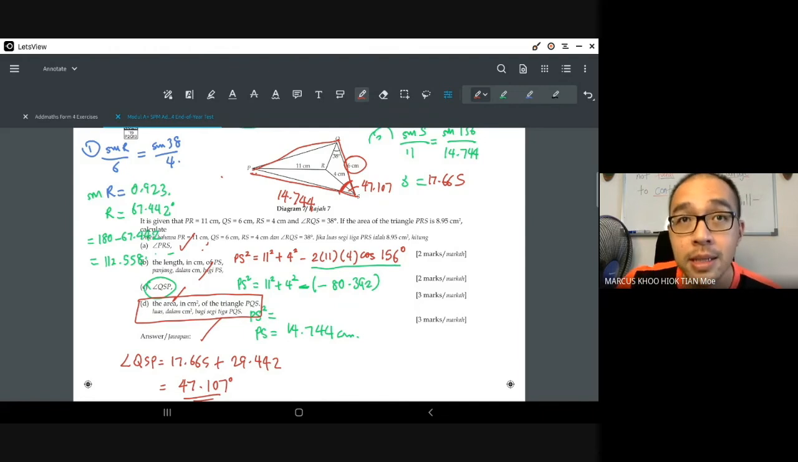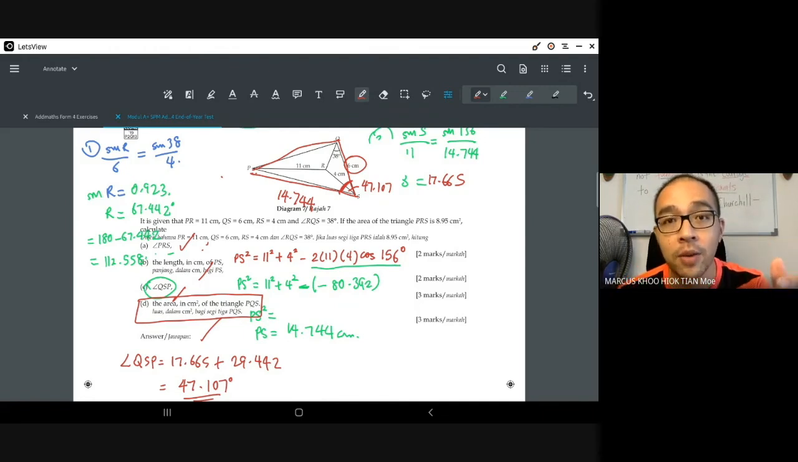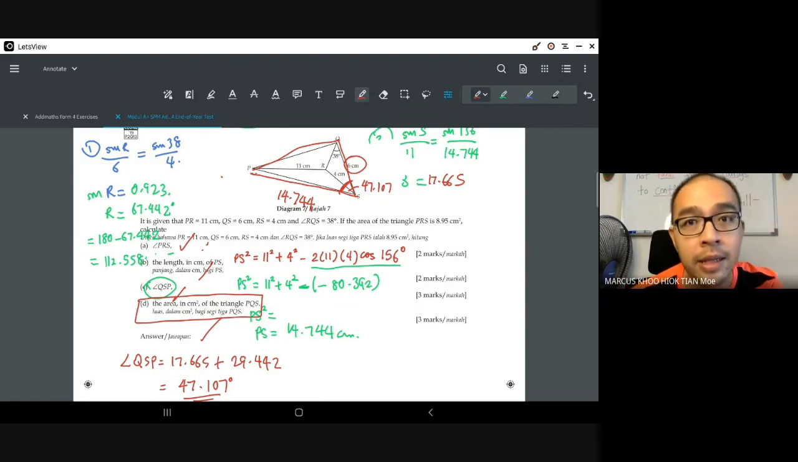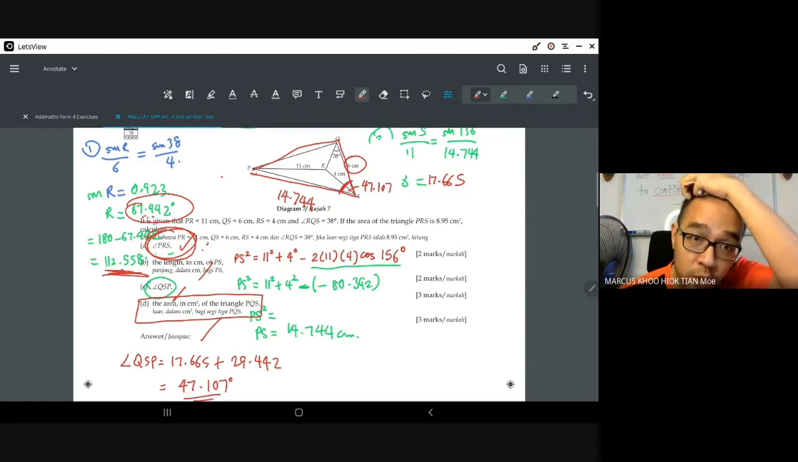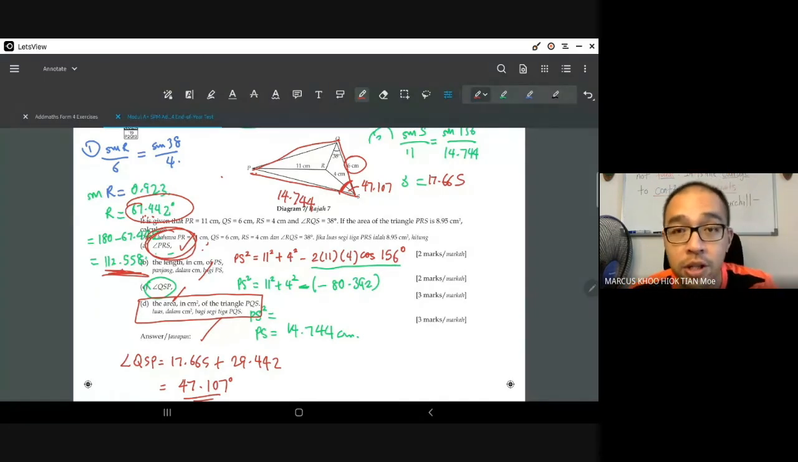So what happens to your marks? If let's say you get the answer wrong, and everything else you already do the correct method, but you just got the wrong answer because the A question you answered wrongly. Remember just now the A question I said, what if you just left it at 67.442? You didn't change it to obtuse. So a very dangerous question, because the first question already says obtuse. That's why you need to be very careful.